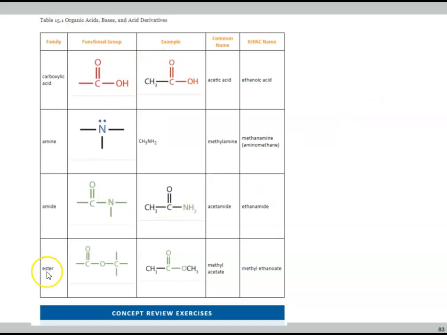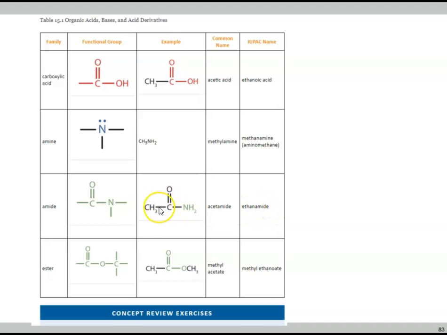And finally, we're going to cover the amide functional groups here. And here's an example of a carbonyl group attached to an amine functional group. So these are one unit, and this is called an amide functional group. Here's an example of an acetamide. This is the common name. And if we're talking about IUPAC, it's ethanamide.